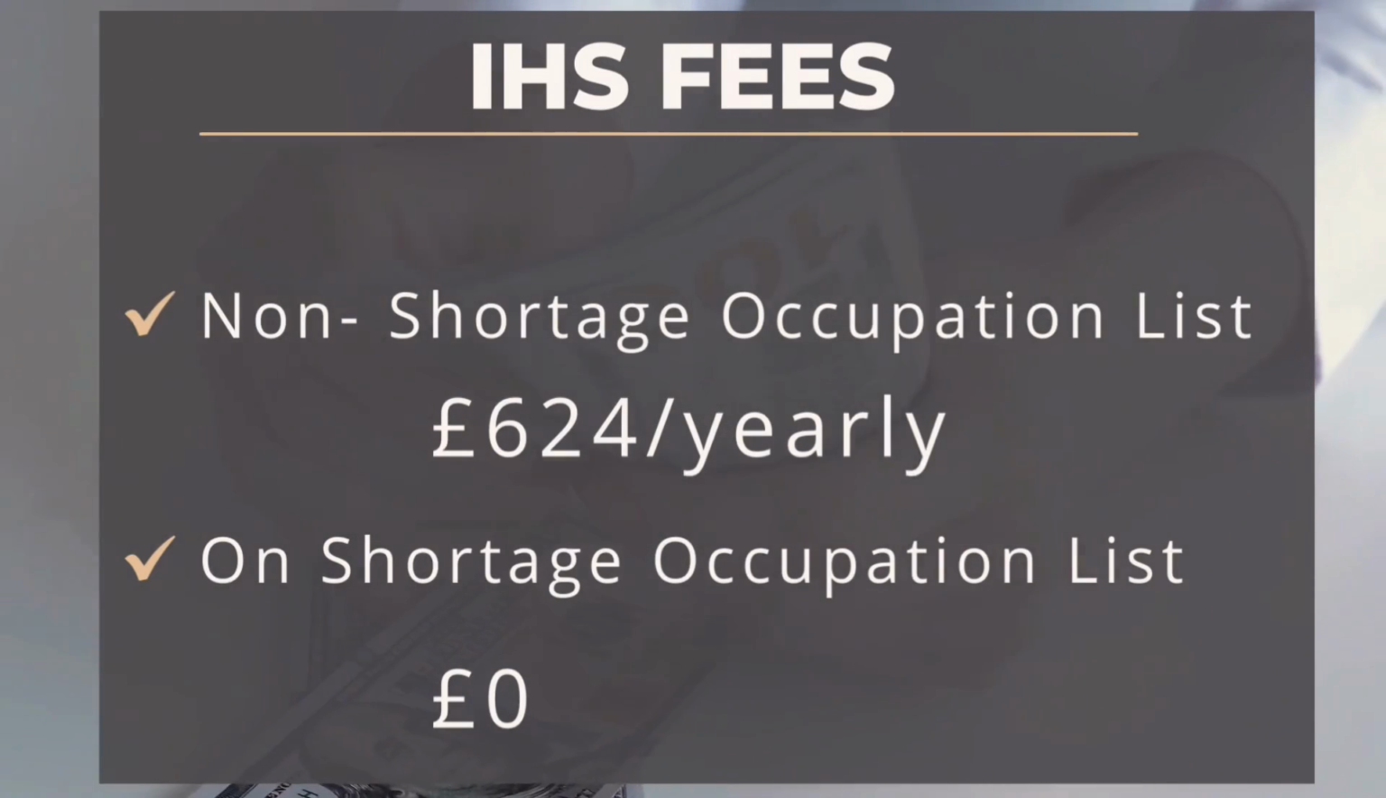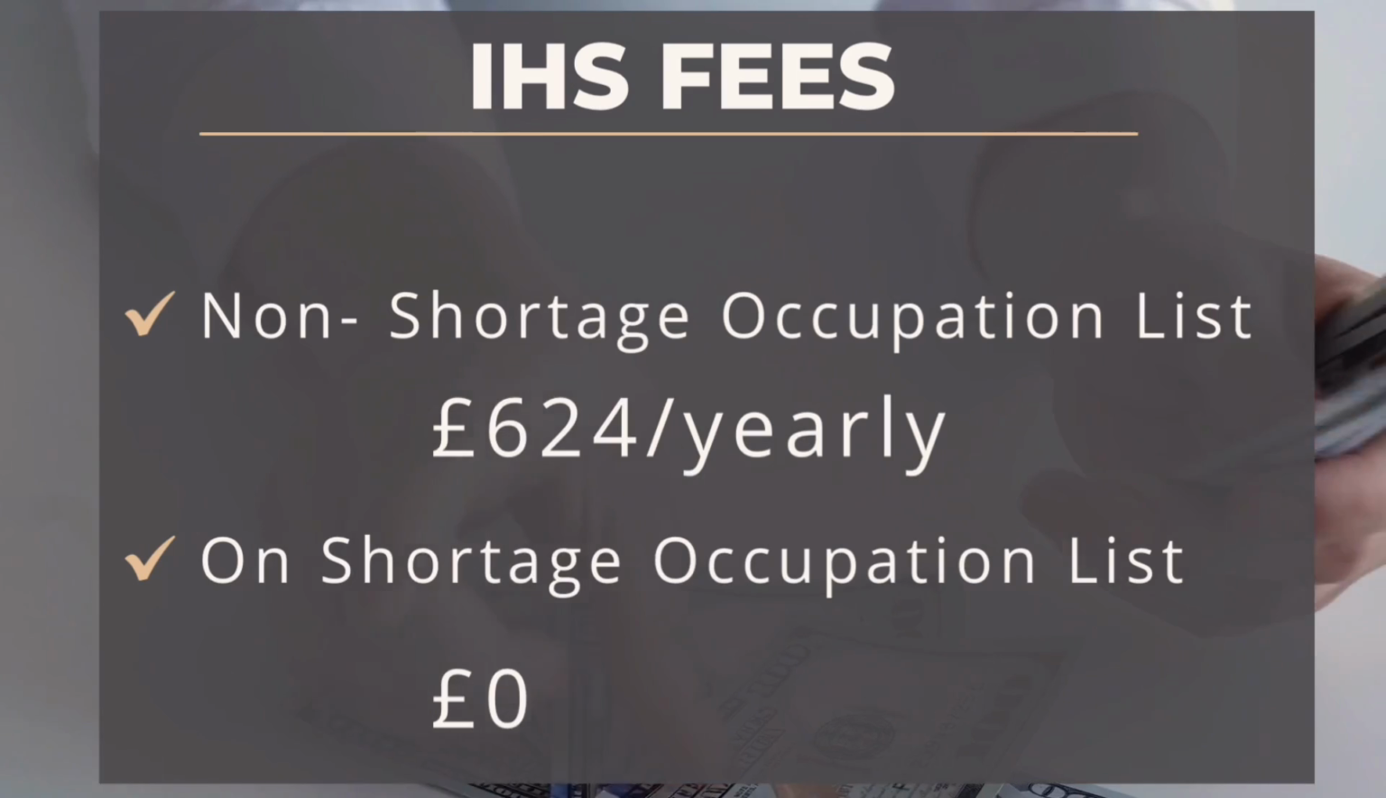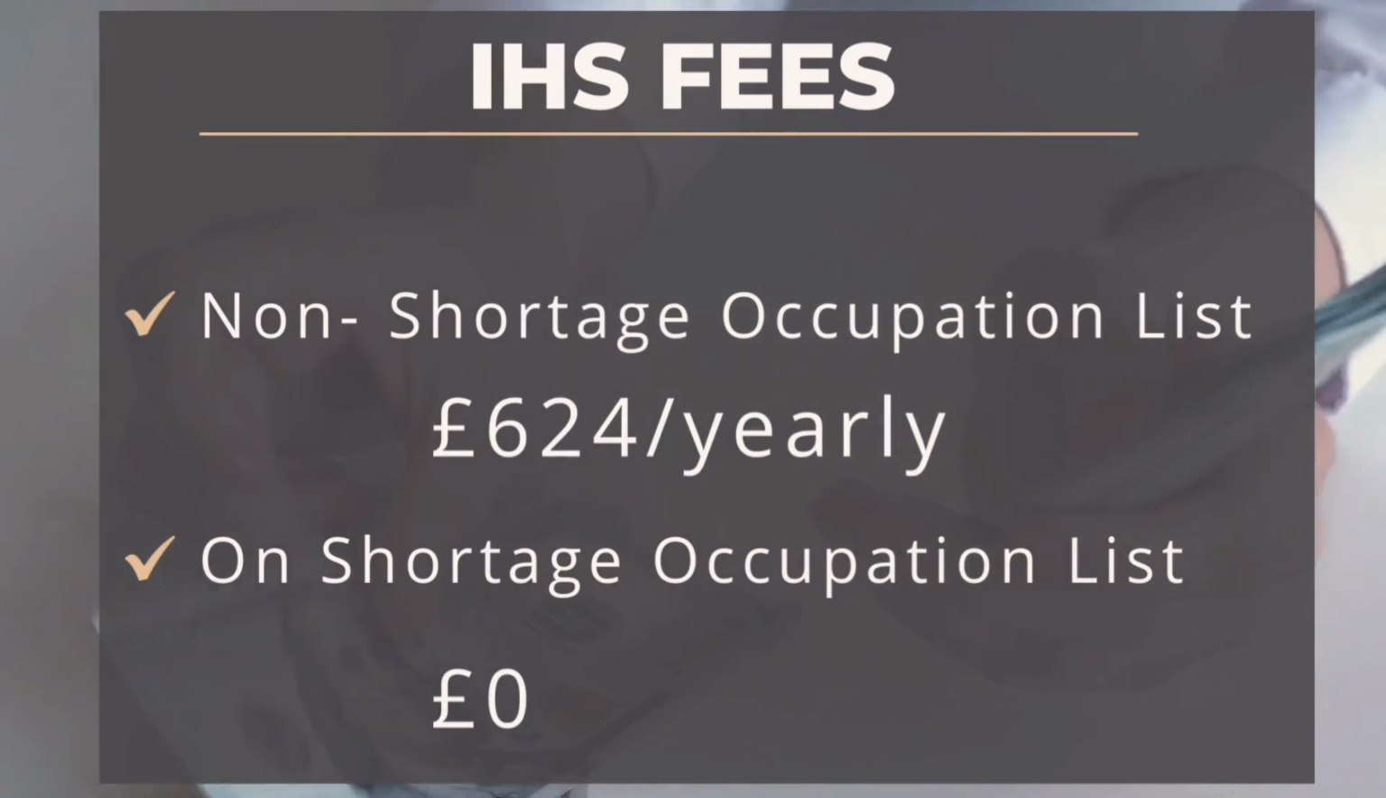For those skilled workers who are not on the shortage occupation list, their dependents have to pay the Immigration Health Surcharge, or the IHS, which costs £624 yearly. But on the other hand, for those in the shortage occupation list, they have nothing to pay for that because this was recently abolished.